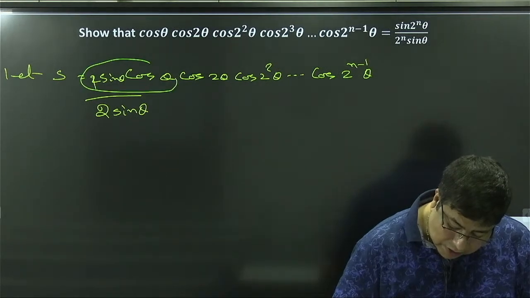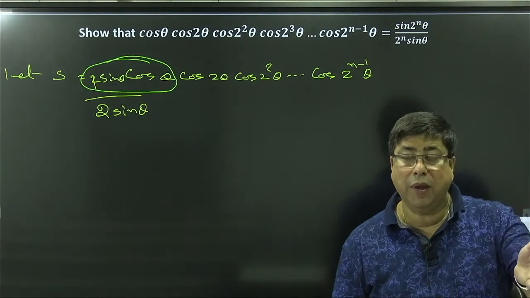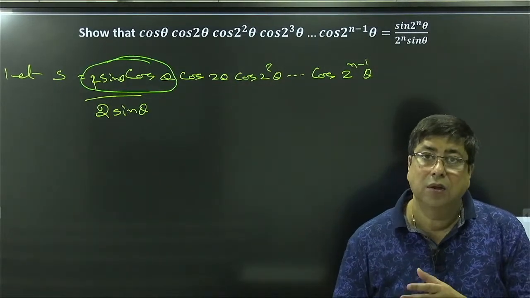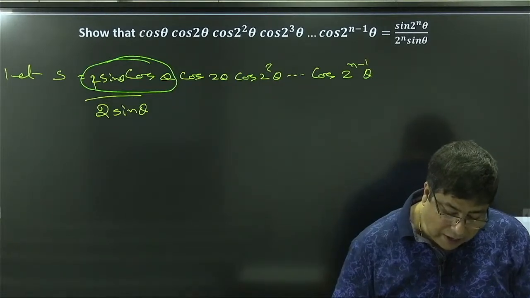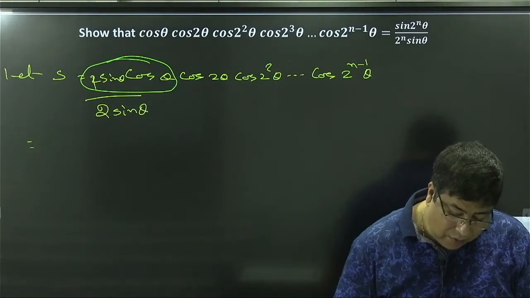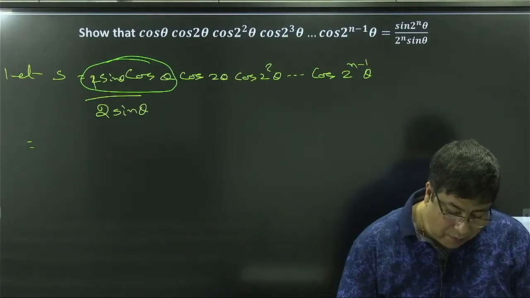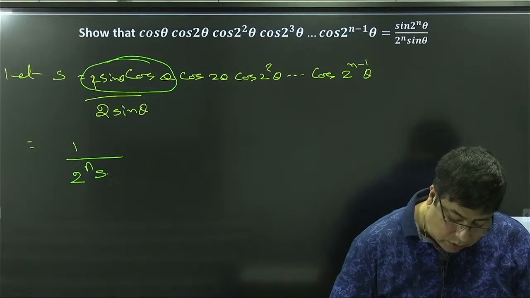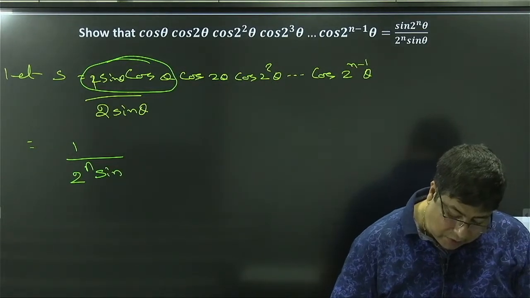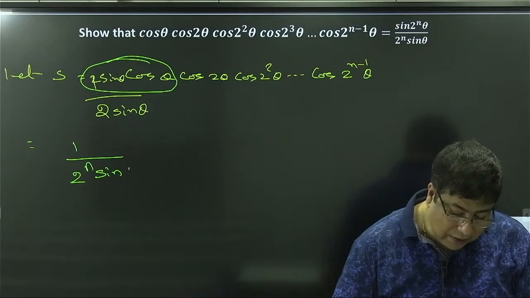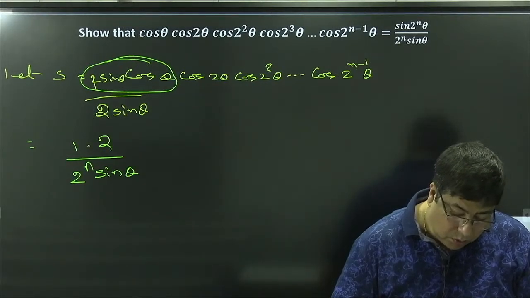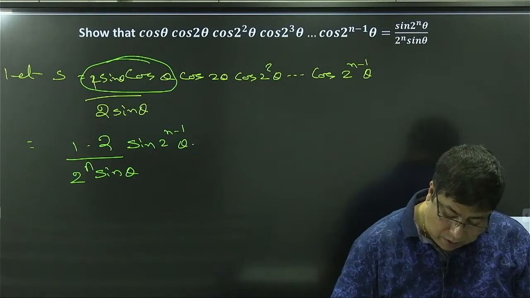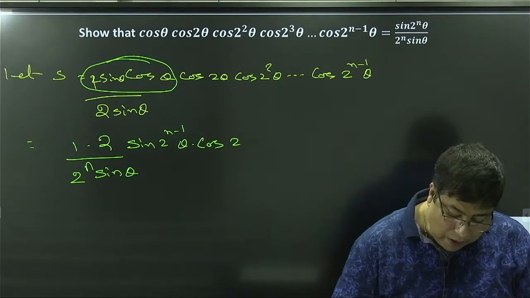I am changing the color so it becomes easier for you. 2 sin theta cos theta is sin 2 theta. Again divide by 2, multiply by 2: 2 sin 2 theta cos 2 theta is sin 4 theta. Similarly, 2 sin 4 theta cos 4 theta is sin 8 theta. Like that, if we continue in this way, going to the last term, we take 2 to the power n sin theta, and we get 2 sin 2 to the power n minus 1 theta into cos 2 to the power n minus 1 theta.